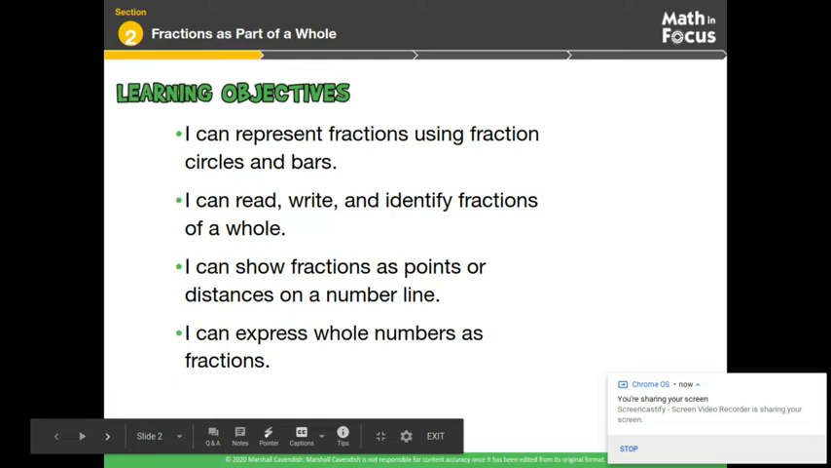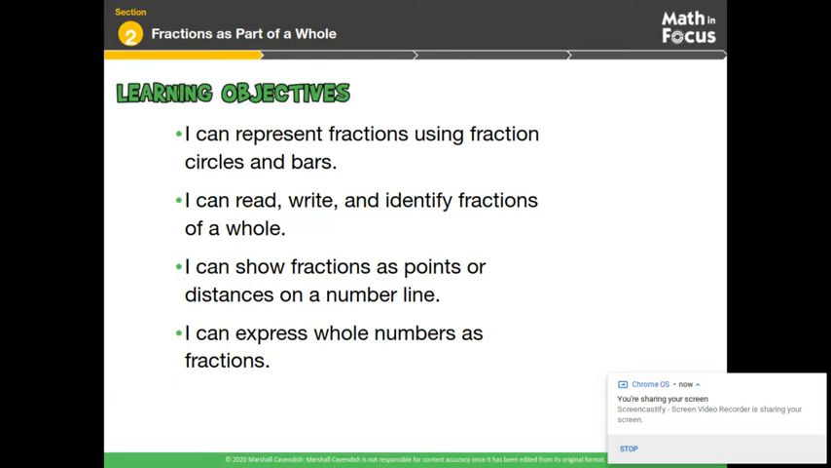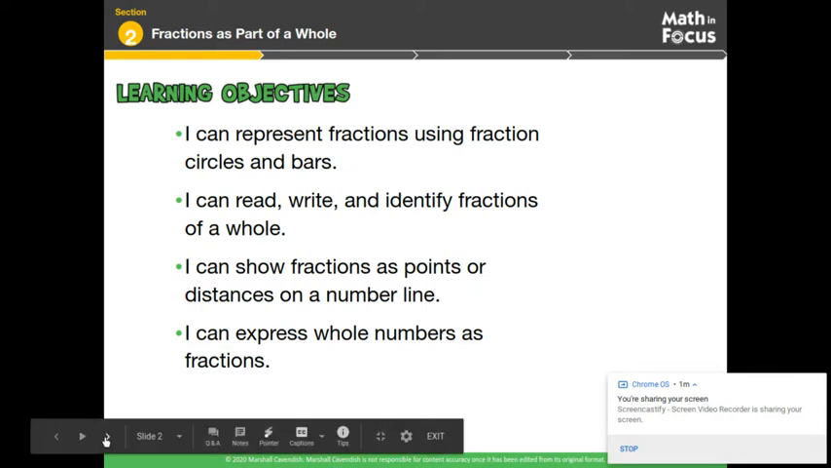These are our objectives today. This is what third graders need to be able to do. Third graders need to be able to represent fractions using fraction circles and bars. Third graders need to be able to read, write, and identify fractions of a whole. Third graders need to be able to show fractions as points or distances on a number line. That's new today. And third graders need to be able to express whole numbers as fractions. That's new today too. We're going to practice all 4 of these objectives.